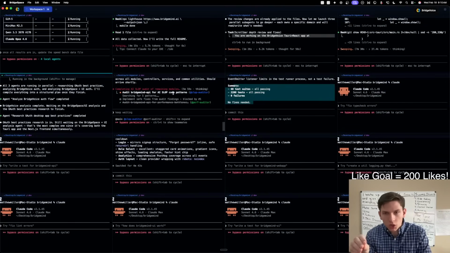That 40% cost reduction and the speed increase for this model is very impressive. It's noticeable. You're going to notice it when you're launching teams. You're going to notice it when you're using subagents.